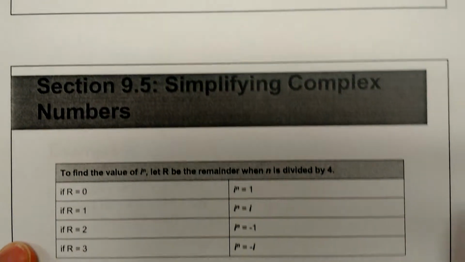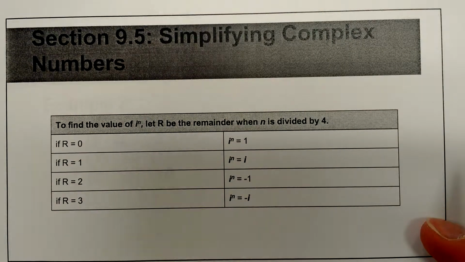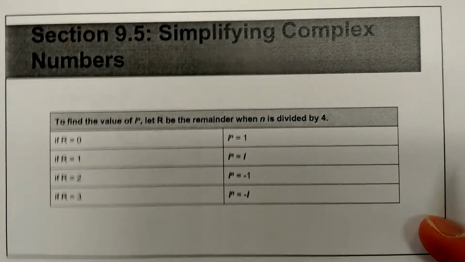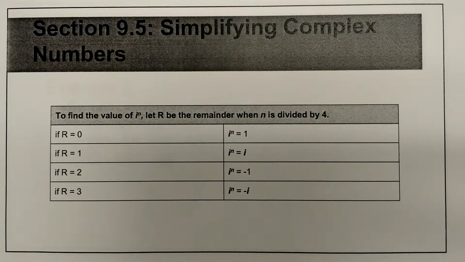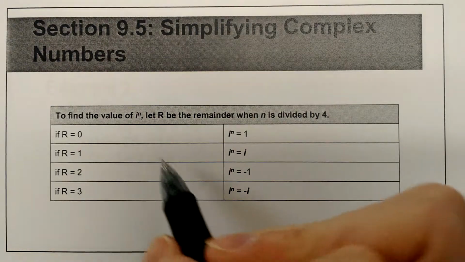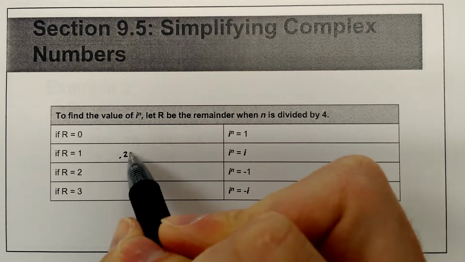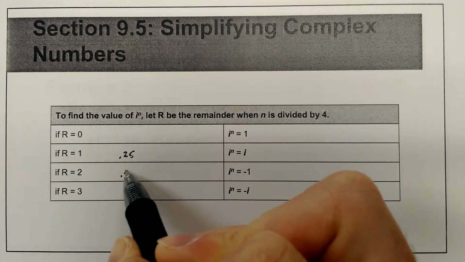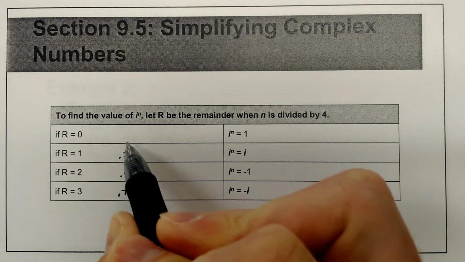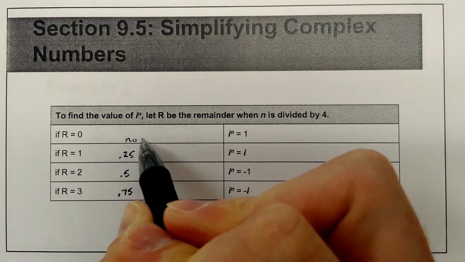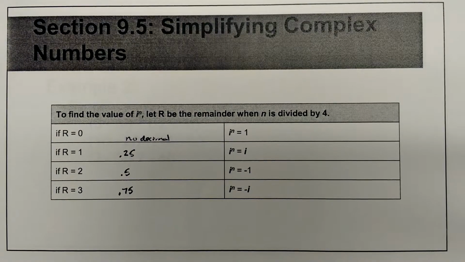Okay, to simplify basic terms, to find the value of any power of i, you're going to let capital R be the remainder when the exponent itself is divided by 4. If the remainder is 0, it is equivalent to 1. If the remainder is 1, it's equivalent to i. If it's 2, it's -1, and if it's 3, it's -i. Now, when you do this in your calculator, the remainder will show up as a number that ends in 0.25, 0.5, or 0.75, and a remainder of 0 will have no decimal values at all.